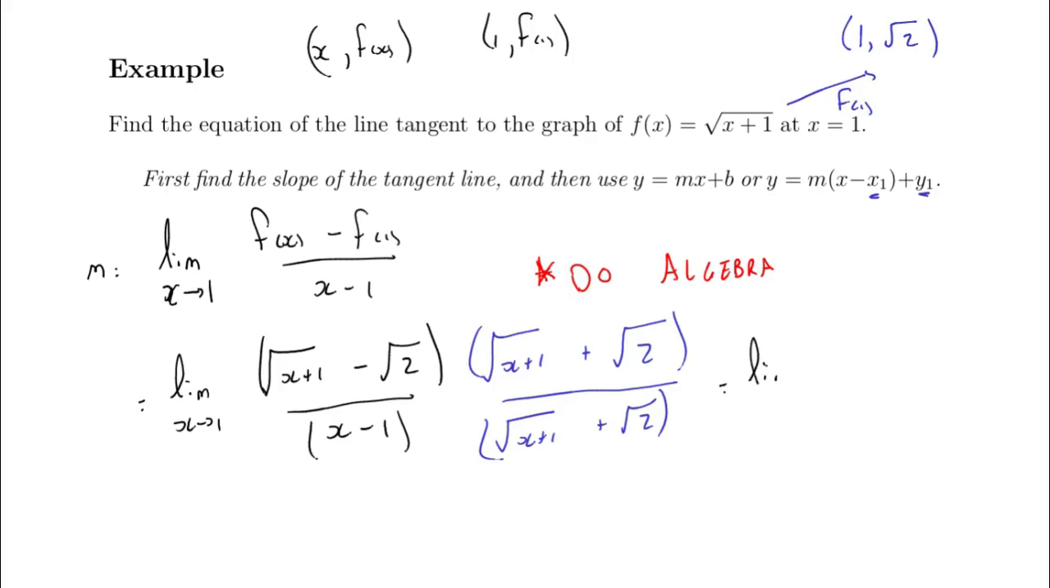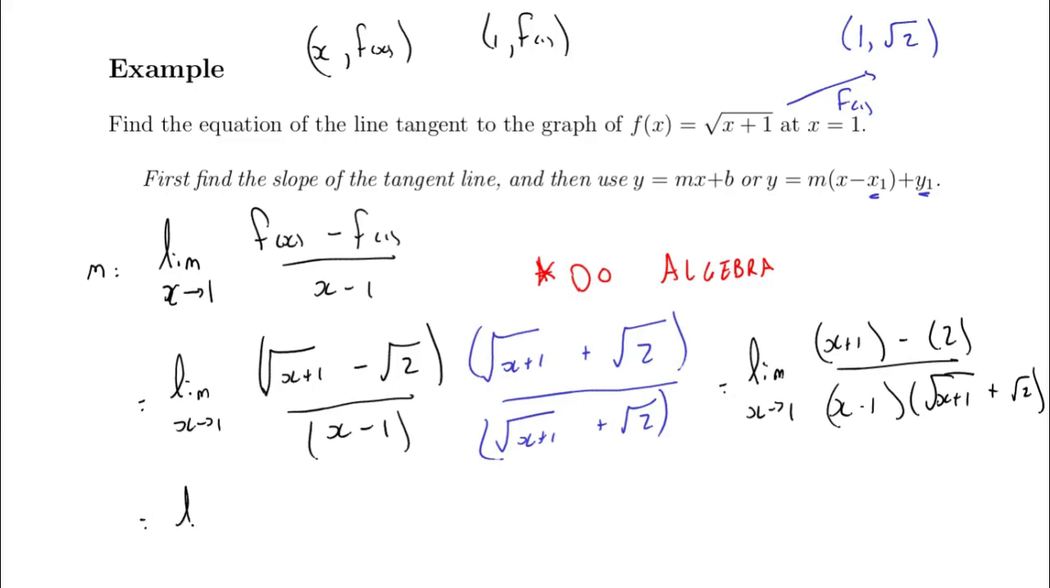So we're going to have a limit as x approaches 1 of x plus 1 minus 2 all over x minus 1 times the square root of x plus 1 plus the square root of 2. X plus 1 minus 2 is conveniently x minus 1. So look at us go. We've got an x minus 1 on the top, an x minus 1 on the bottom. We are allowed to cancel those things.